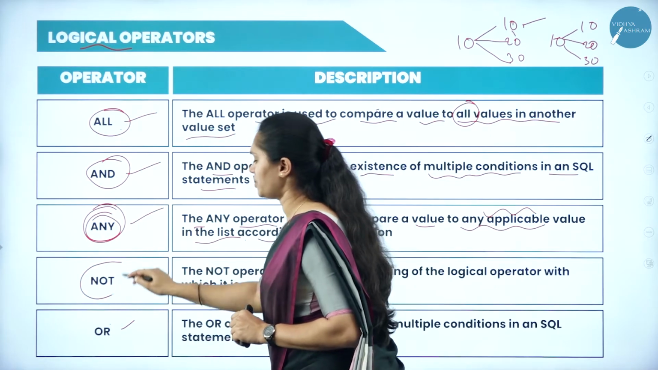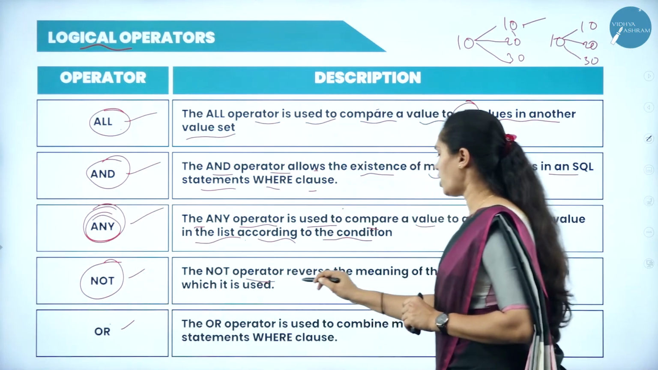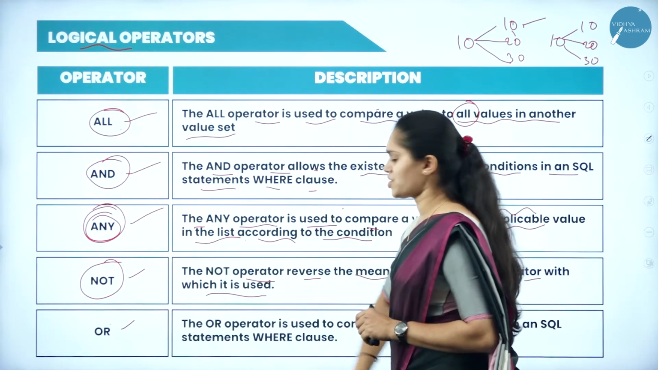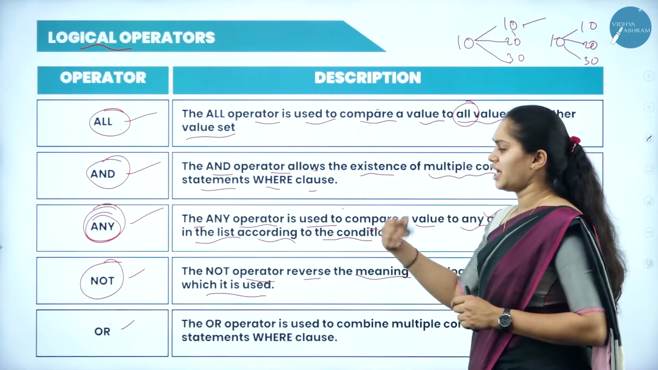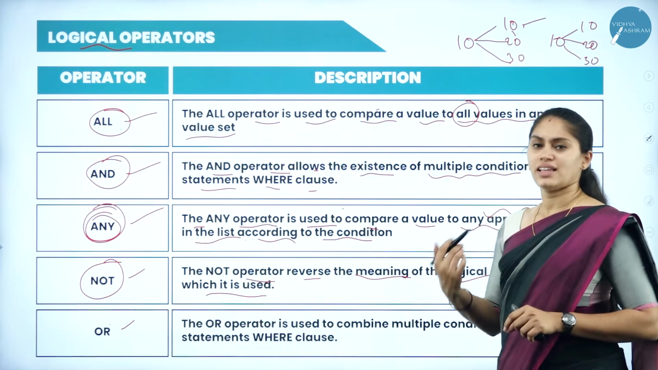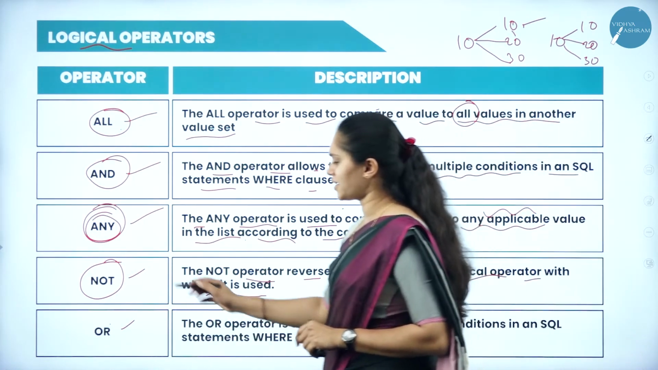And also we know about NOT. The NOT operator reverses the meaning of the logical operator with which it is used. For example, if the input is true, then the output will be false. If the input is false, then the output will be true. That is related to NOT.